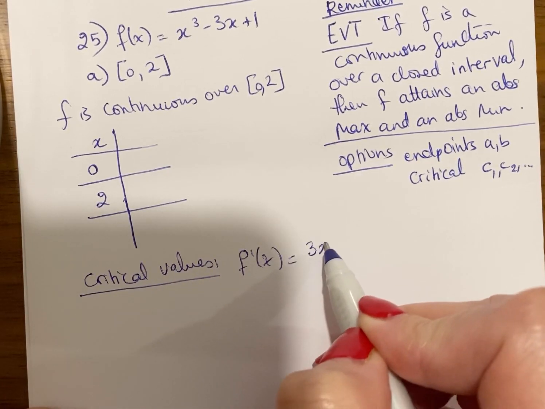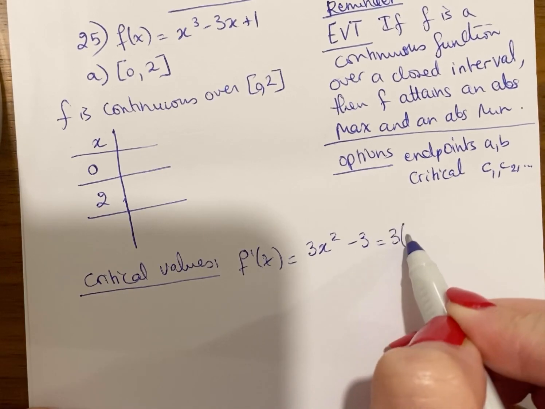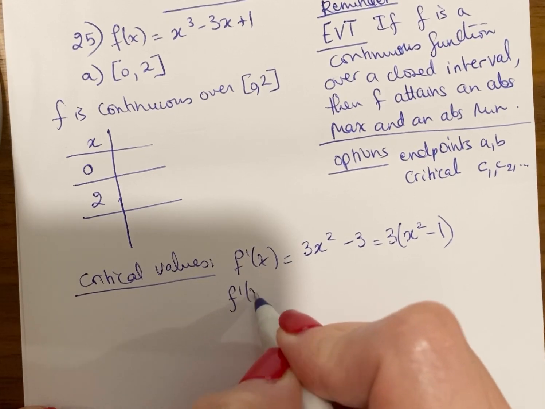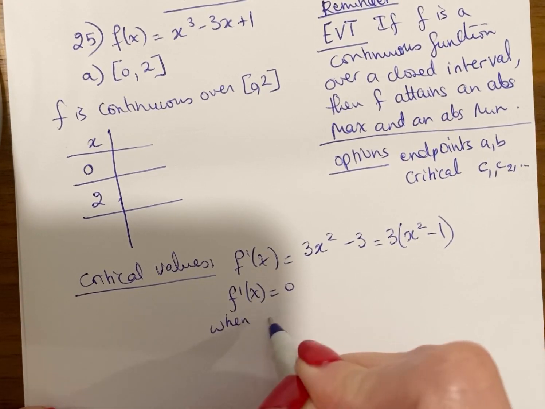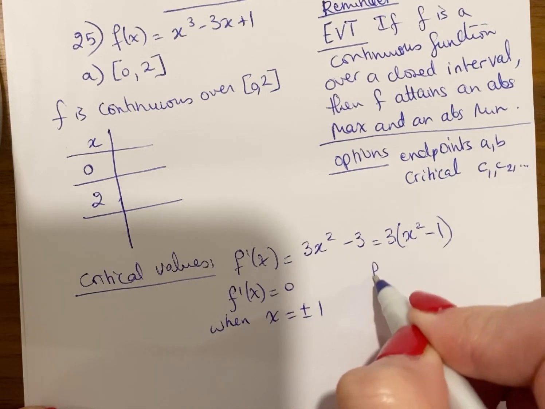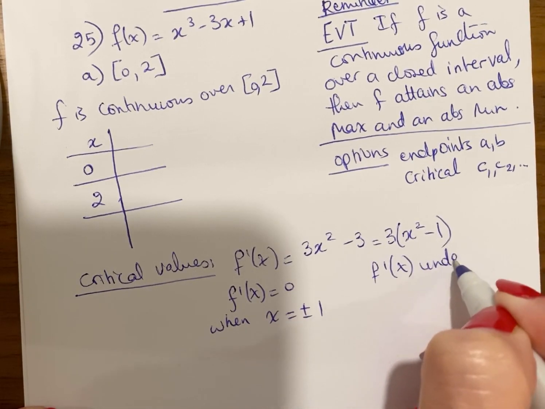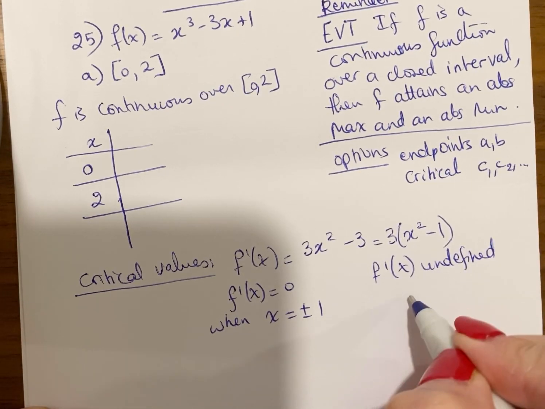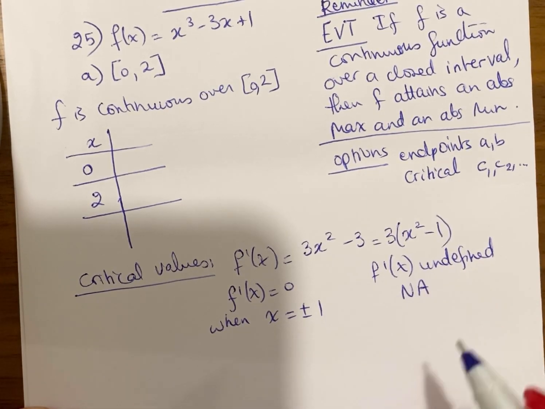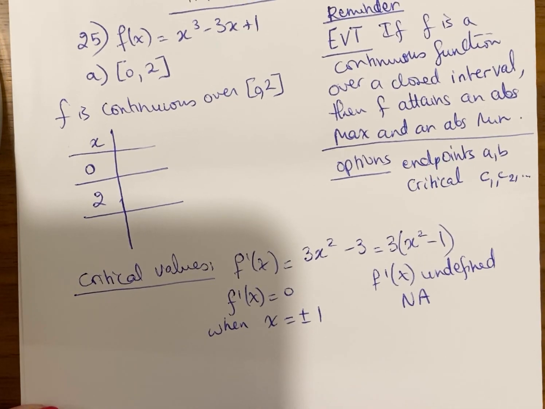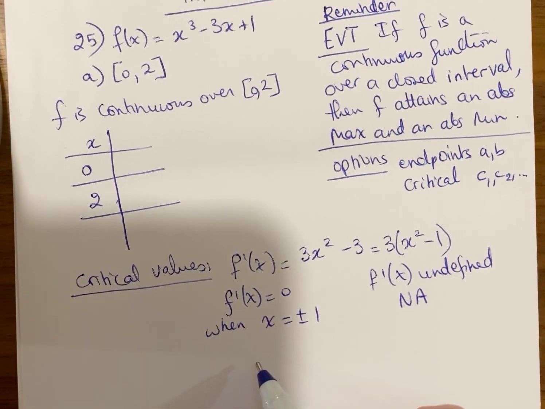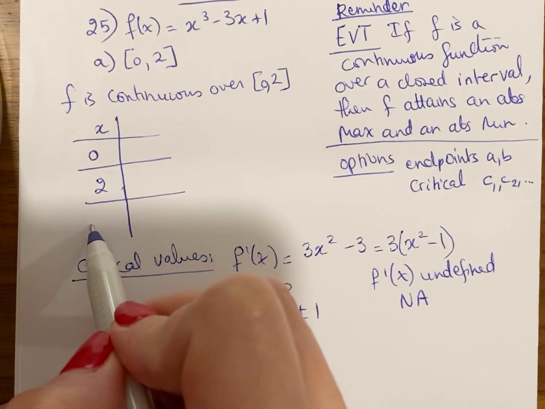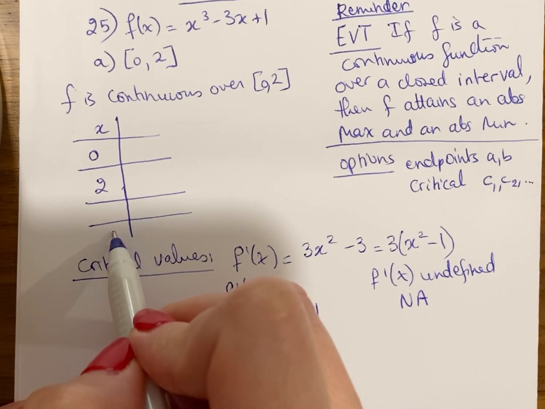The derivative is 3x squared minus 3, which is 3 times (x squared minus 1). This is equal to 0, so x equals plus or minus 1. Is f prime ever undefined? We never forget that critical values also involve f prime undefined, but because we are dealing with polynomials, this is not applicable. So how many critical values does this function have? Only 2: plus and minus 1. If I take them both and just put plus and minus 1 here, it will be wrong. Why?